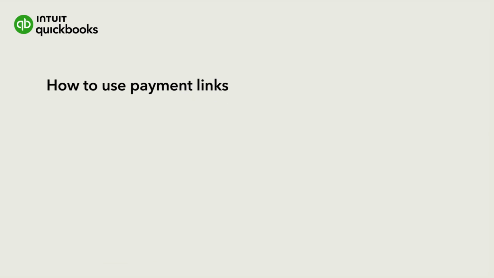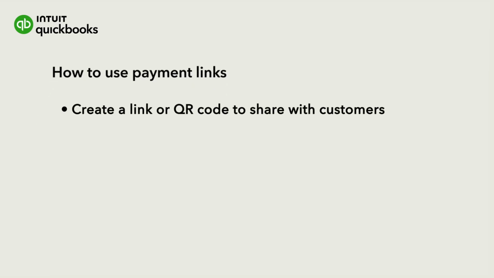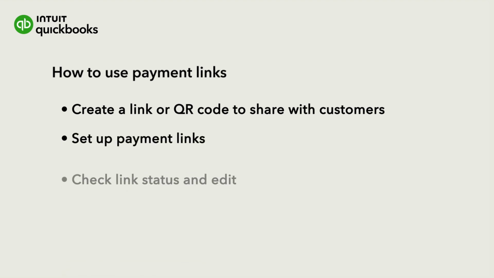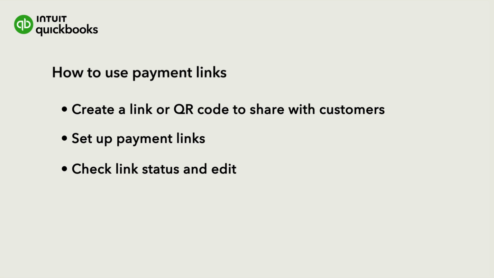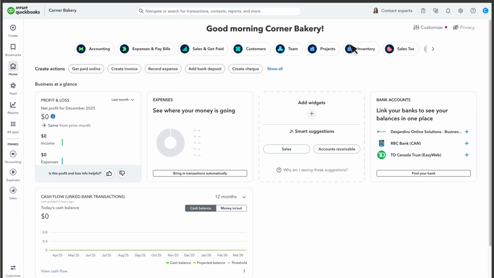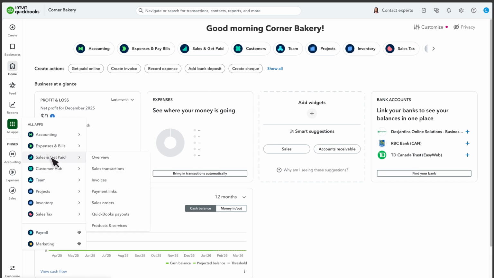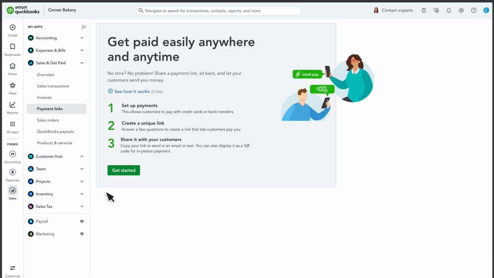Payment links allow you to create and share a link or QR code with your customers to collect payment. Let's go over how to set up payment links, and then check on their status and edit them. To create a payment link, go to Sales and Get Paid from All Apps and select Payment Links.